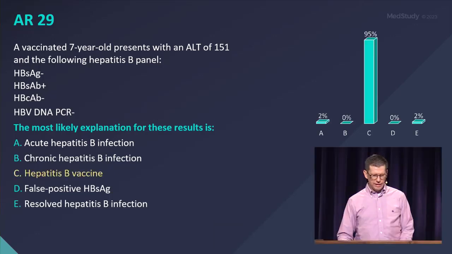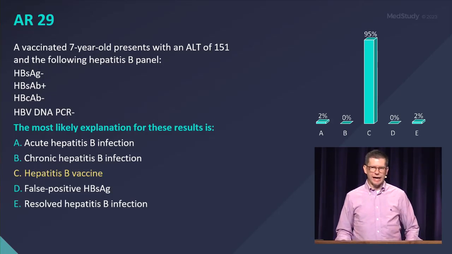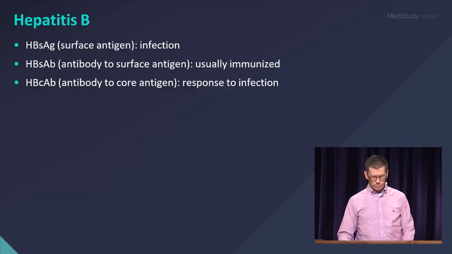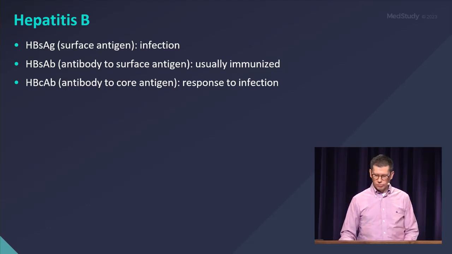All right, so hepatitis B vaccine, right? You're going to get surface antibody positivity from the vaccine. It's not an active or chronic infection because the surface antigen is not positive, and your core antibody will be positive if it's related to an infection. So this would be a hepatitis B vaccine. Surface antigen indicates infection; surface antibody is usually immunization. It can be due to infection as well, but if it's infection, then your core antibody would be positive as well.